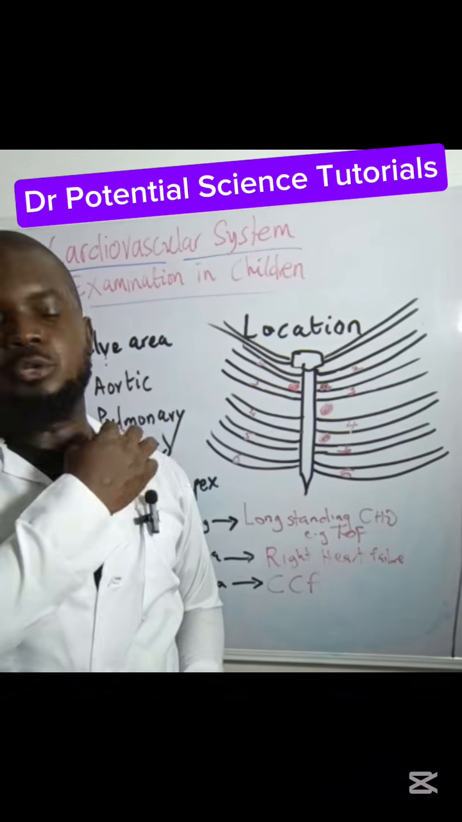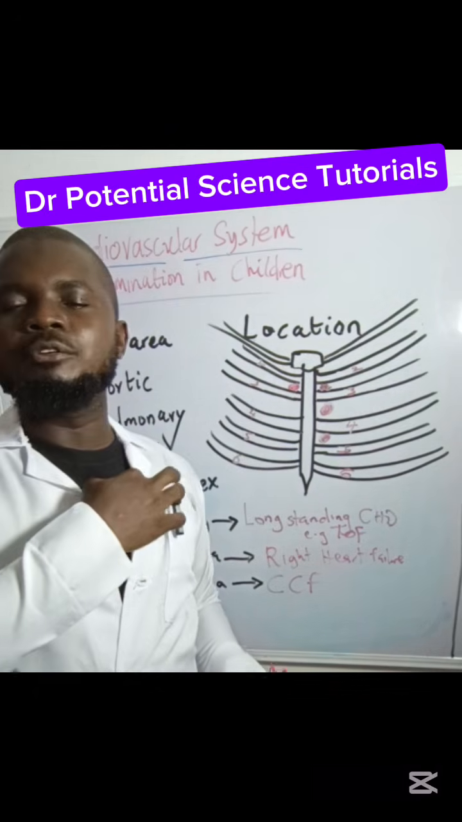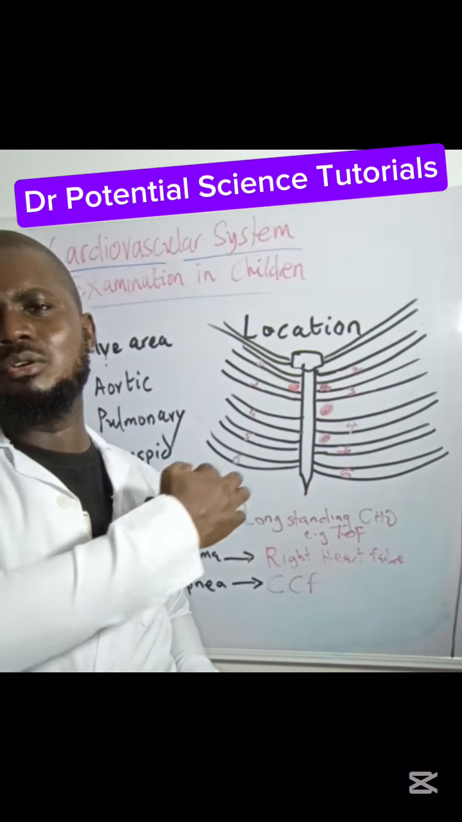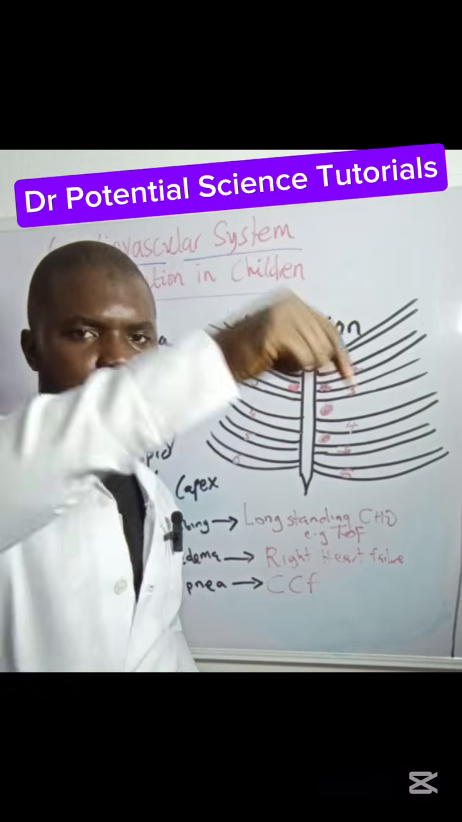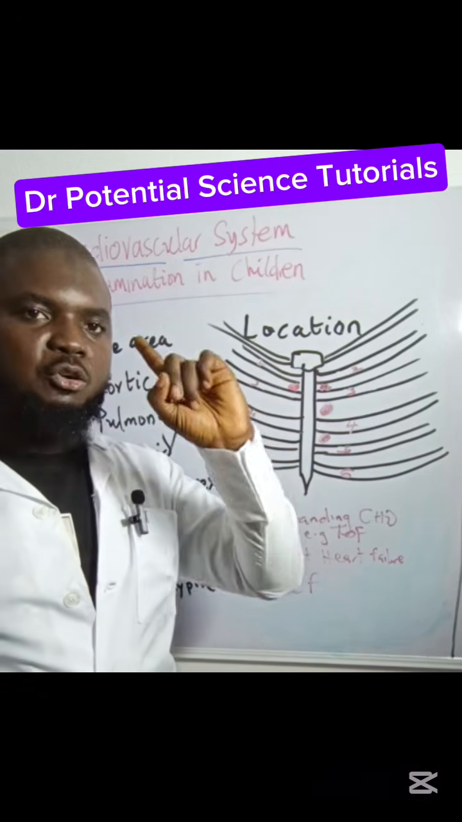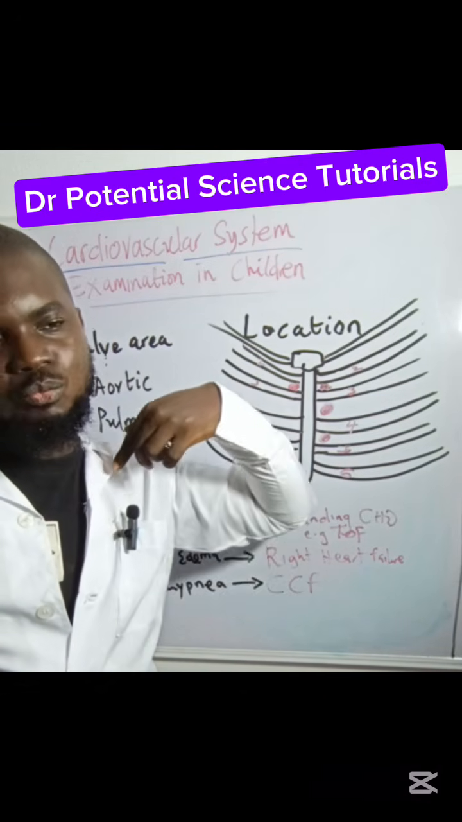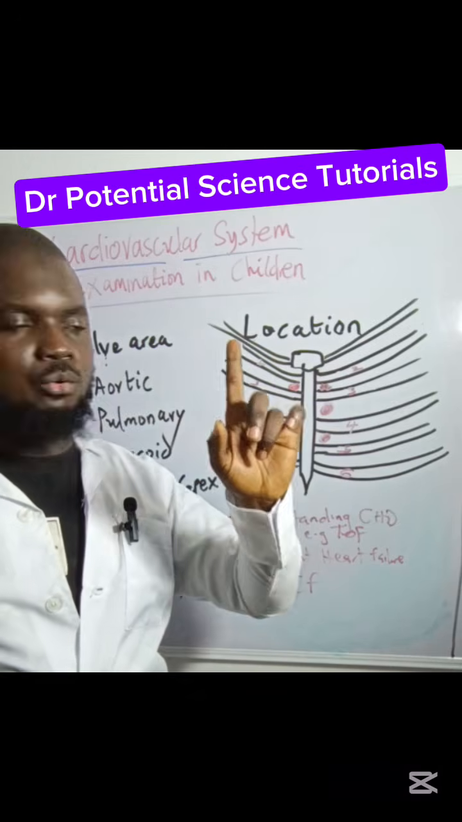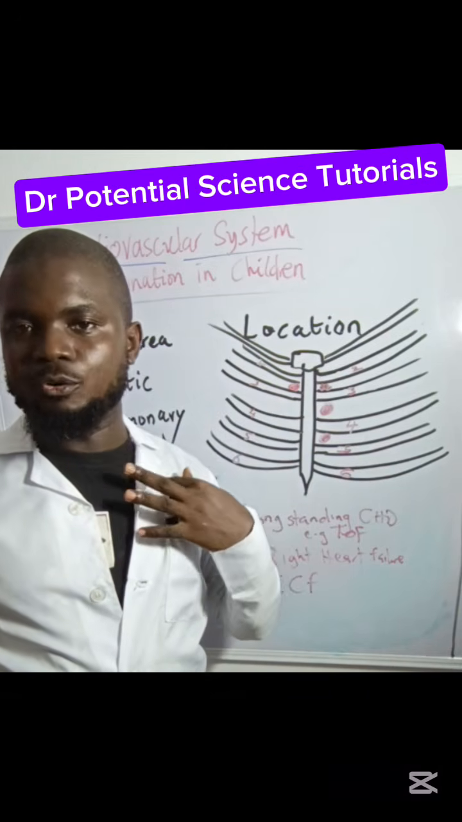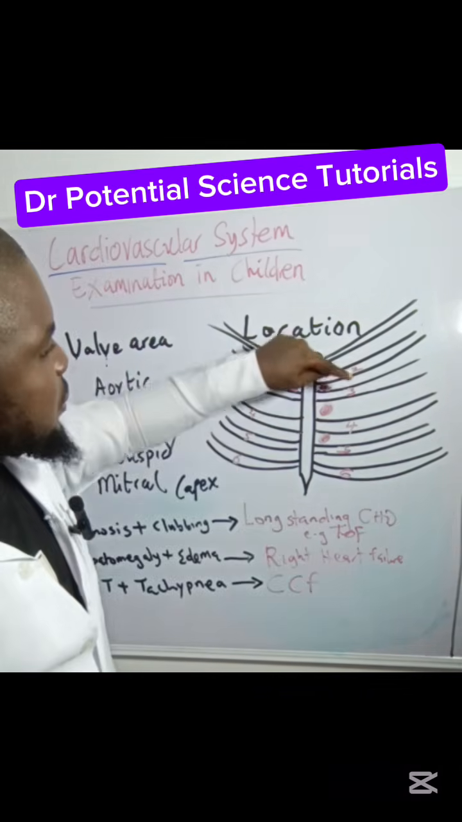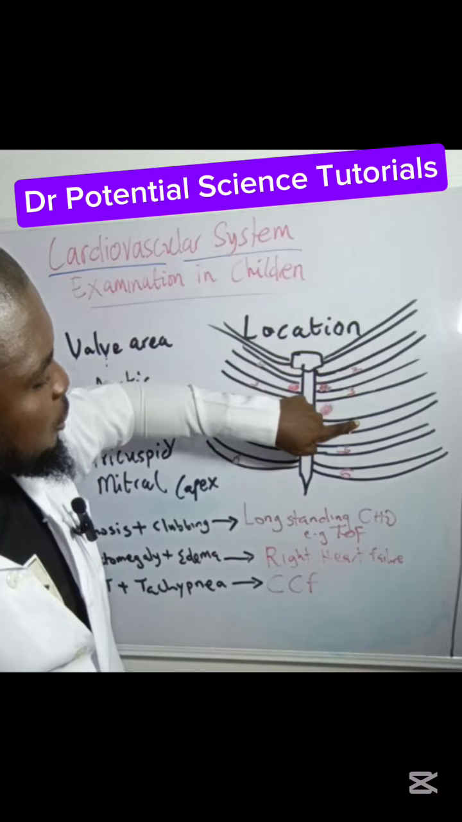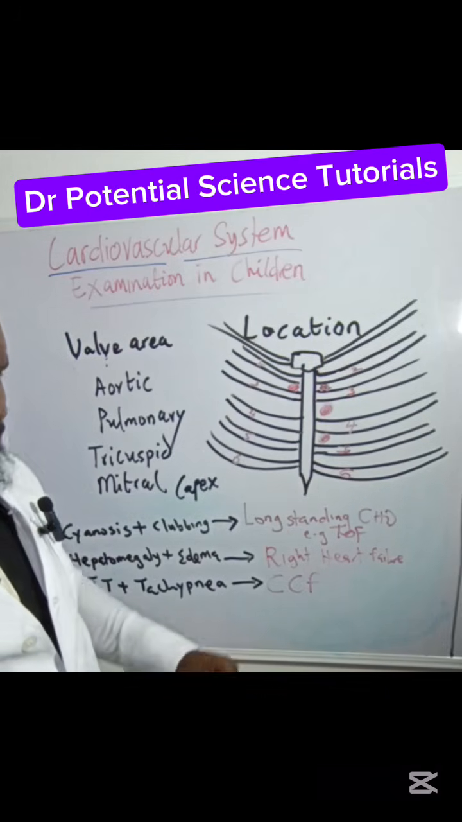After the clavicle, for those of you that are skinny, you're going to feel the second long bone. That is called the second rib. The first rib cannot be felt anatomically because it is under the clavicle. The one you can feel after the clavicle is the second rib. So second rib, third rib, fourth rib, fifth rib, and the sixth rib.